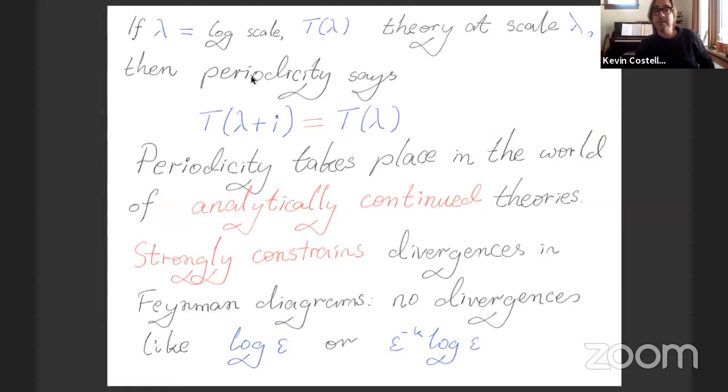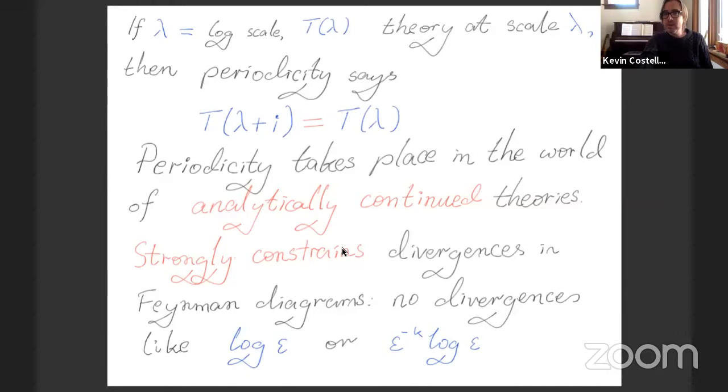So let's write that out more carefully. If I take lambda to be the log of the scale, then T of lambda is the theory at scale lambda. And let's imagine analytically continuing this where lambda is a complex number. Then the periodicity we're discussing says T of lambda plus i is equal to T of lambda. And this takes place in the world of analytically continued theories, right? Even if I start with a real value of lambda as an ordinary theory, for this to make sense, I have to move into the analytically continued world.